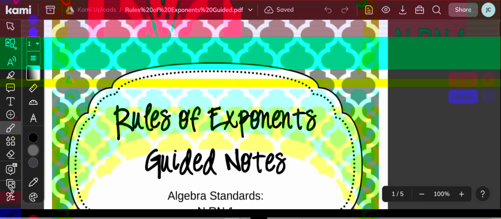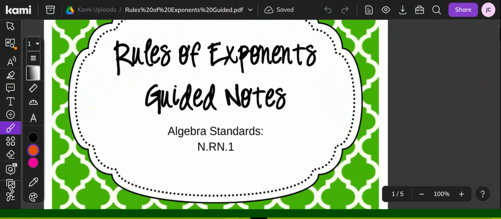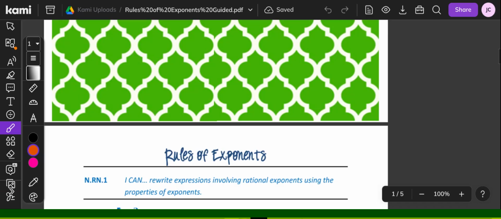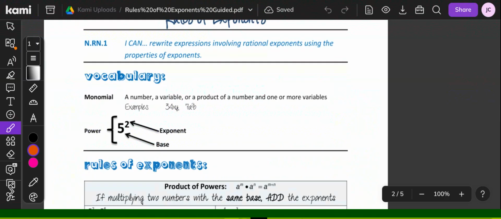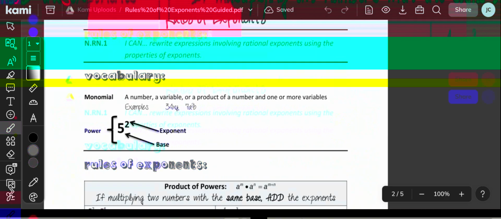You should have this in your possession, these guided notes. If you need to, you can pause this while you make sure you have what you need, and then we're going to get started.